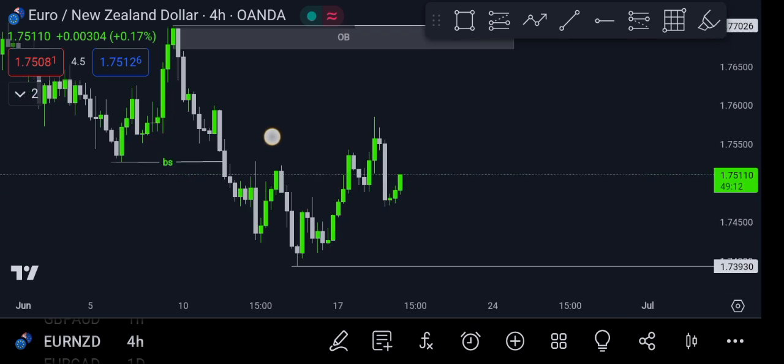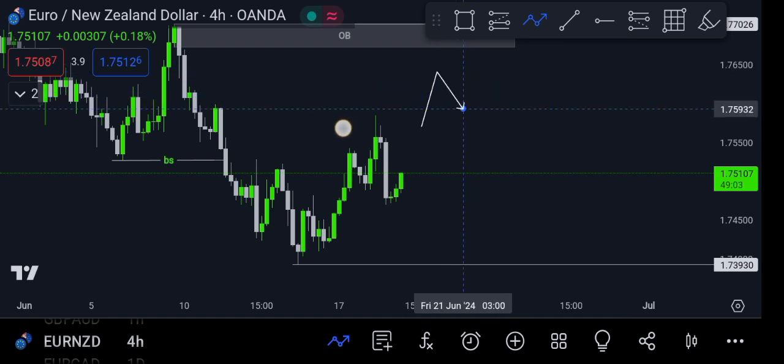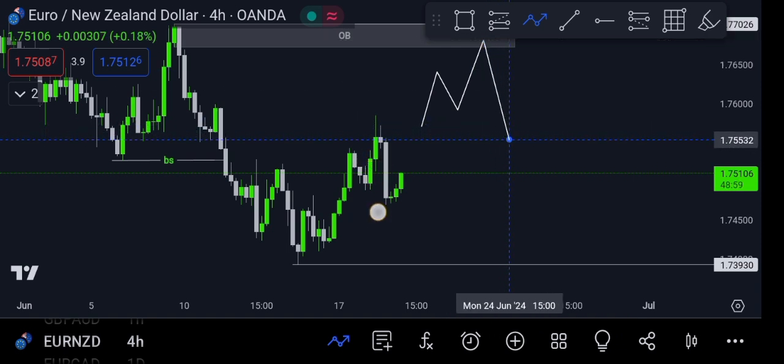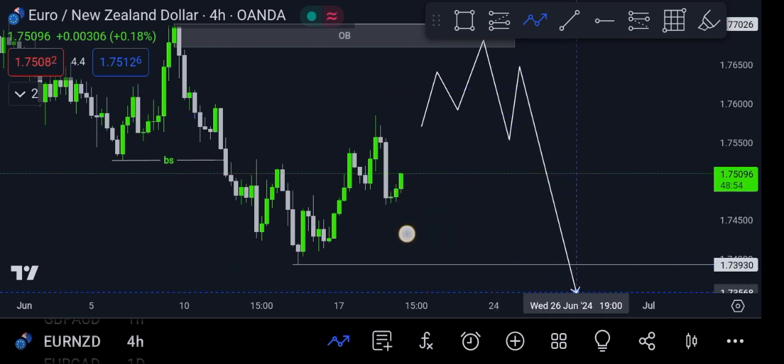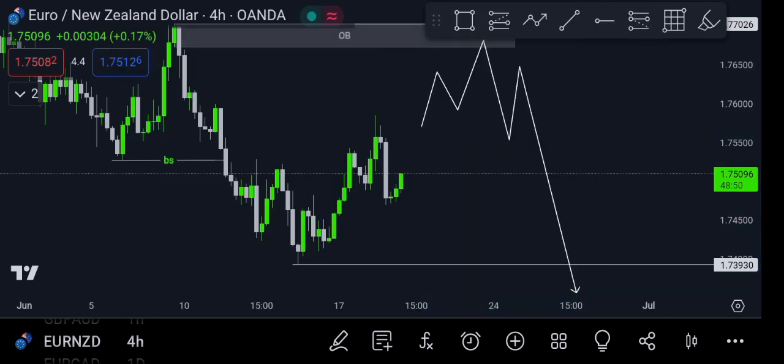If price retraces back to this 4-hour order block, we'll be looking for something like this on the 15-minute time frame. If price does something like this, that's when we start selling, guys. We need to have confirmation on our order blocks. If you don't have confirmation on your order block, most of the time your order blocks won't hold. Price will just blast through your order blocks. Sometimes it will react and then take you out.